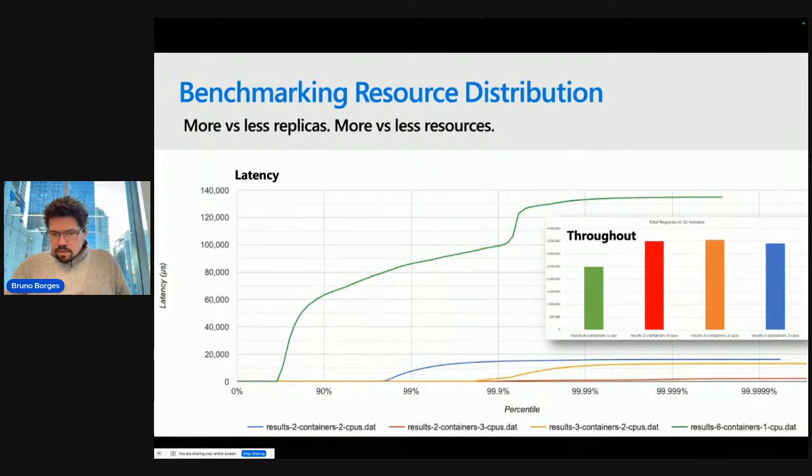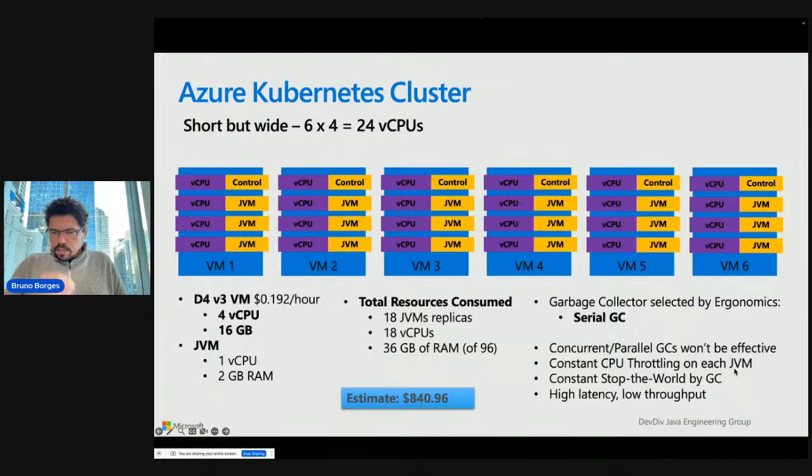The orange line and the orange bar shows 3 containers with 2 CPUs. I still am consuming the same amount of resources, same amount of memory, same amount of CPU, and I increased my throughput slightly, just very slightly. If you look closely, the orange bar is just slightly above the red one, but at the cost of latency. Latency got slower in here.